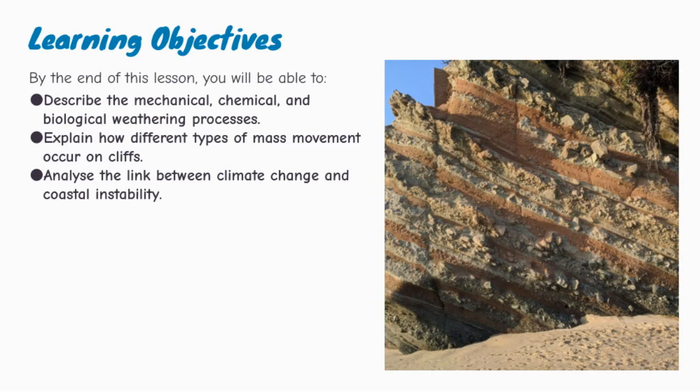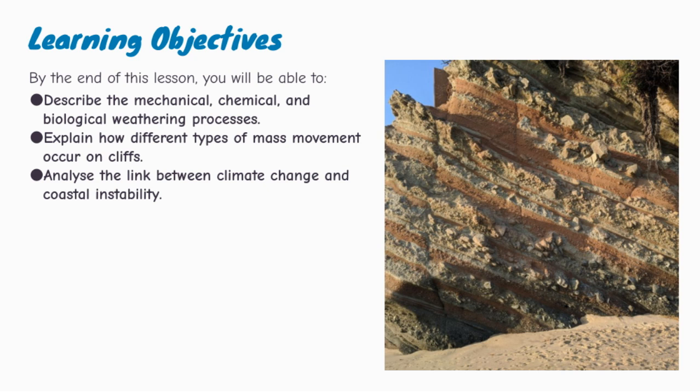By the end of this lesson, you should be able to do 3 things. First, you should be able to describe mechanical, chemical, and biological weathering processes. Mechanical weathering breaks rock apart physically. Chemical weathering changes or dissolves rock through chemical reactions. Biological weathering happens when living things, such as plant roots or animals, break down rock.